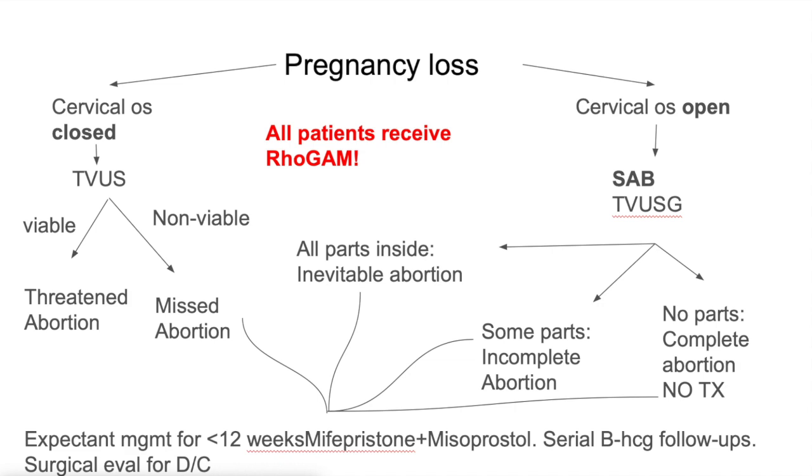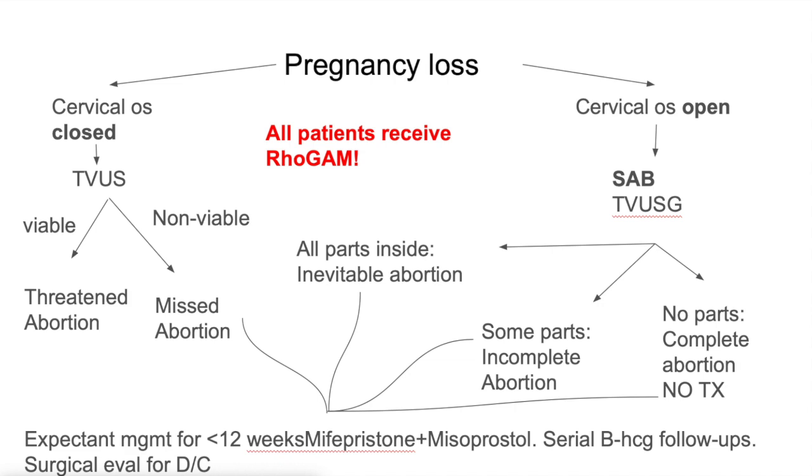Now, as I said, if the transvaginal ultrasound shows a viable fetus, this is known as a threatened abortion. Now we'll look at non-viable, as in no fetal heartbeat is detected. This is known as a missed abortion. Now we'll go on to the right side. If the cervical os is open and the patient has vaginal bleeding, this could only indicate a spontaneous abortion.